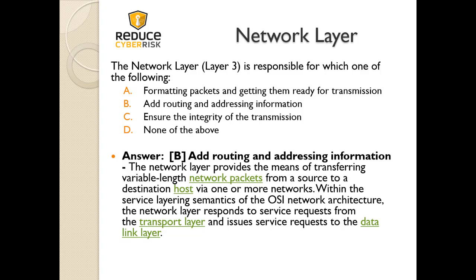Again, network layer 3 is responsible for which one of the following? Formatting the packets and getting them ready for transmission, add routing and addressing information, ensure the integrity of the transmission, or D, none of the above. So A, B, C, or D. And the answer is B, add routing and addressing information.